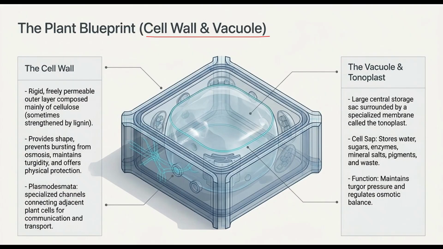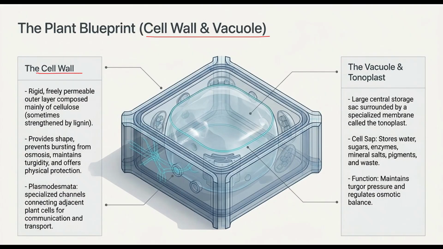The large central vacuole, you can see here, occupies much of the plant cell's volume. It contains cell sap, which stores sugars, pigments, mineral ions, waste products, and water. The surrounding membrane, known as the tonoplast, regulates movement into and out of the vacuole and helps maintain the osmotic balance. So what is the cell wall?